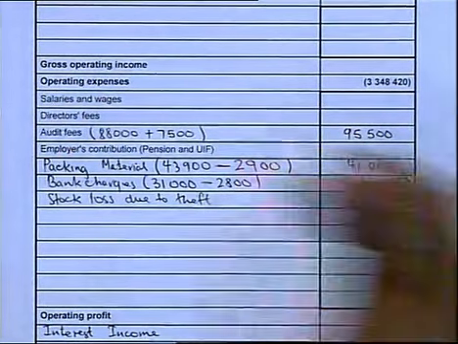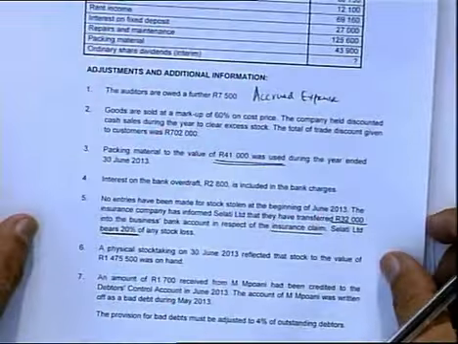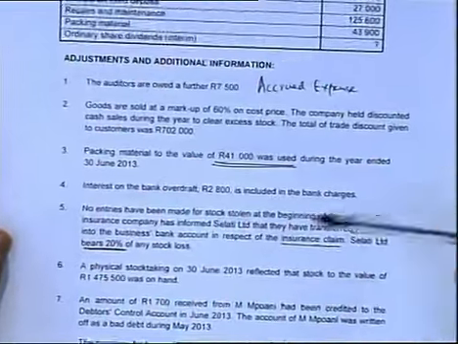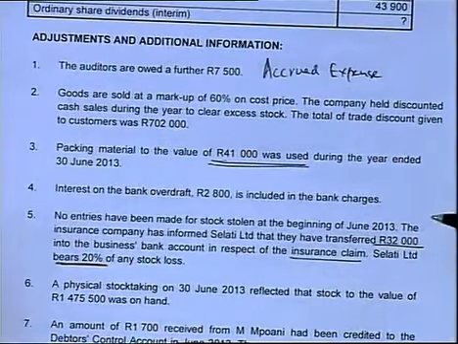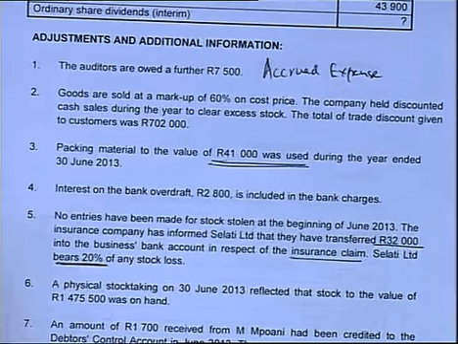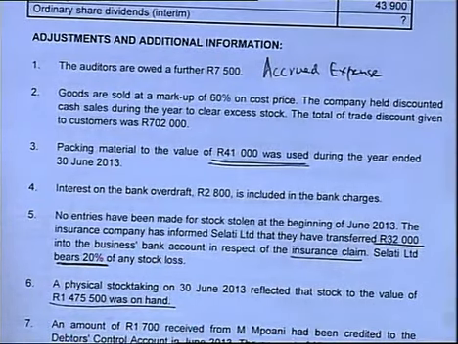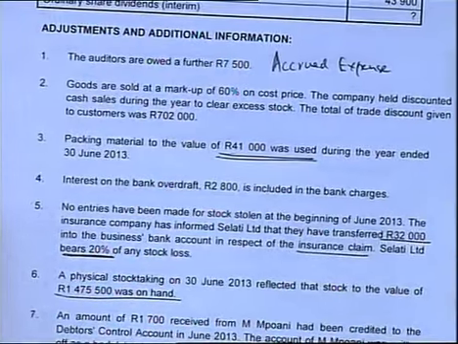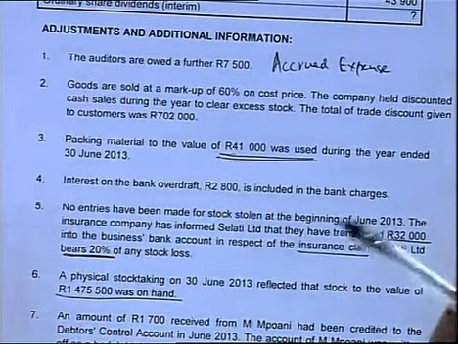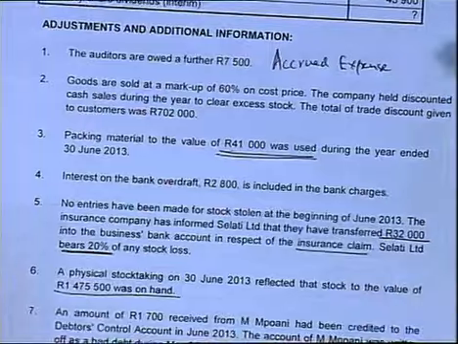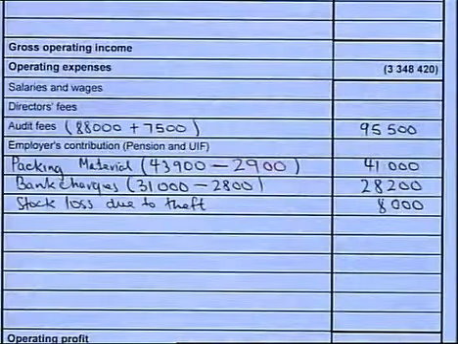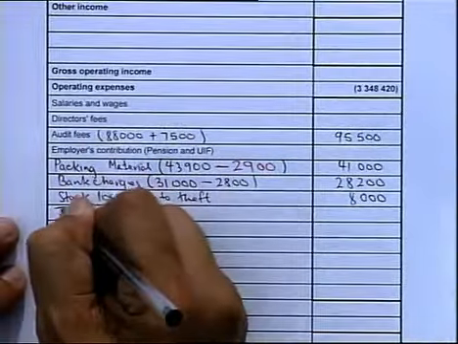Right, adjustment number 6 talks about a physical stock taking on the 30th of June that reflected stock to the value of 1,475,500 was on hand. That means that is what we have left according to our stock taking. So the item over here that will affect the income statement will be the trading stock deficit.